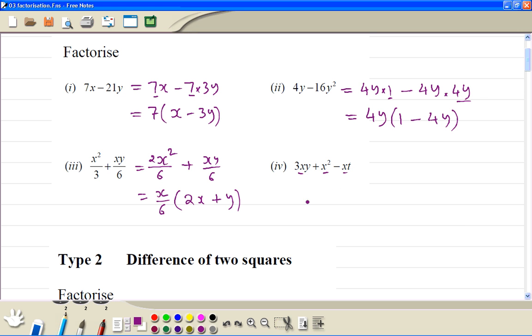Here we just got x as a common factor. So 3y plus x minus t.